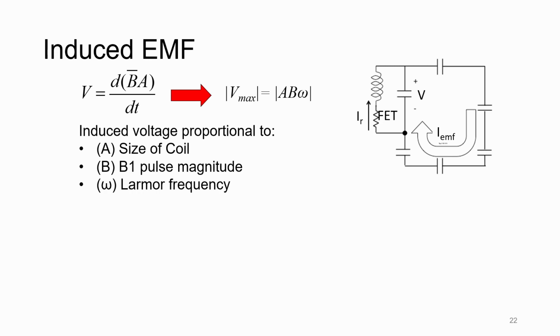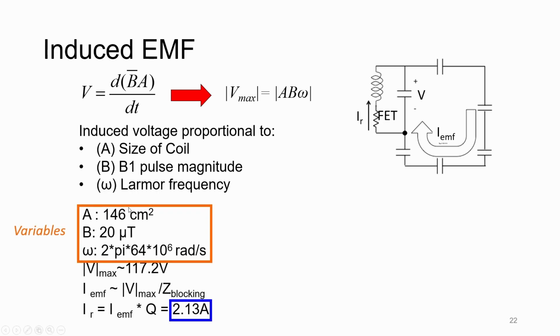The induced voltage is going to be proportional to the size of the coil, the B1 pulse magnitude, as well as our Larmor frequency. Plugging our numbers in using the coil that we prototyped, 20 microtesla is probably as large as anything you will likely play out with B1 in a huge majority of your pulse sequences. And the Larmor frequency is the 1.5 Tesla Larmor frequency. We calculate down here that the minimum current that the FET device must be able to handle is 2.13 amps.